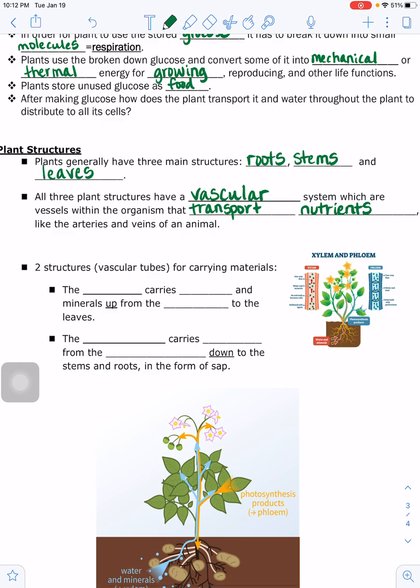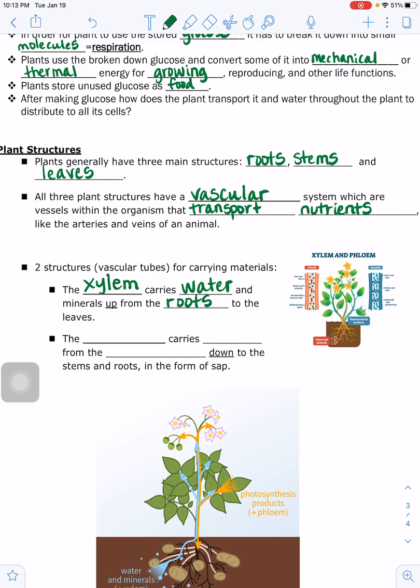So let's write about the xylem first. The xylem, which is spelled XYLEM, carries water and minerals up from the roots to the leaves. So it's able to go from the bottom to the top, carrying water up. That's the xylem, carries water.